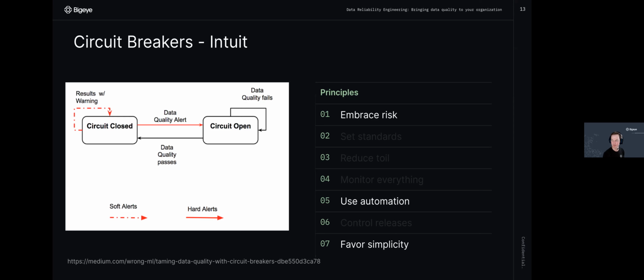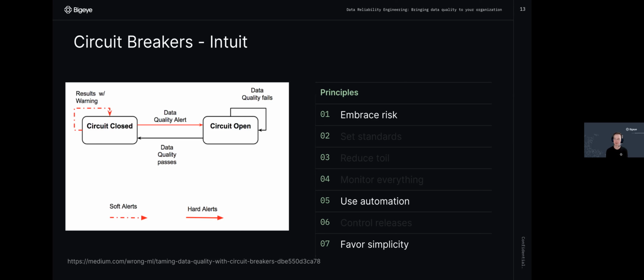into understanding how to do that. And principle number 5, use automation. Circuit breakers at Intuit were used everywhere. You built a pipeline, you had to say what data quality checks need to pass in order for this pipeline to be correct. If they didn't pass, it automatically killed the pipeline and sent you a message and said, data's wrong, you have to go fix it.